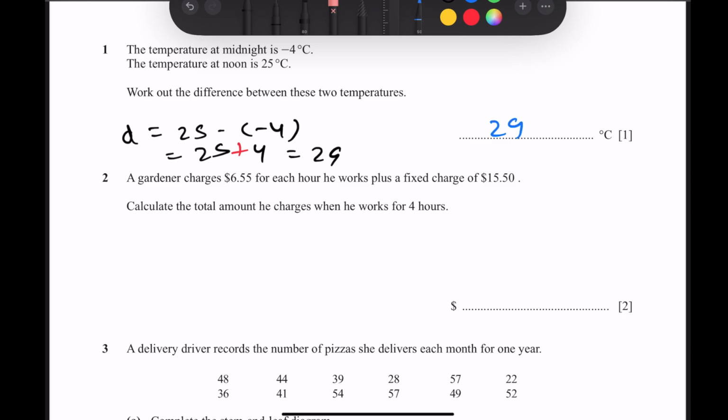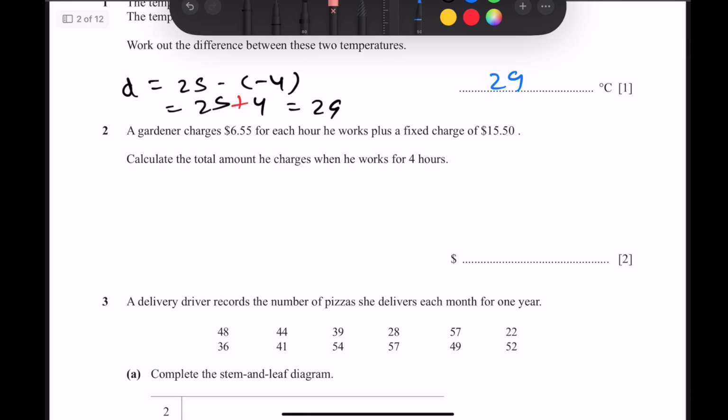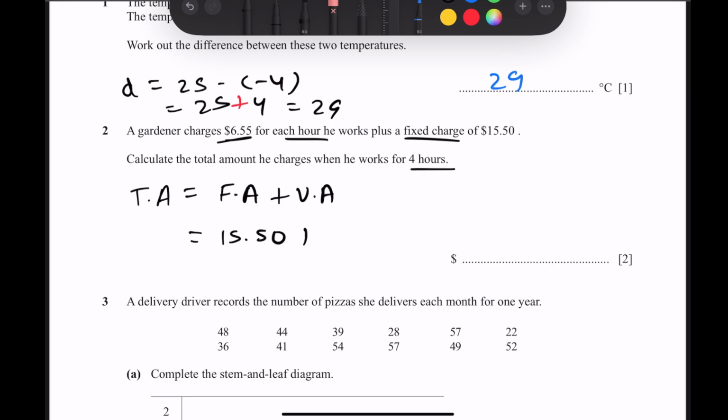Question 2. A gardener charges $6.55 for each hour he works, plus a fixed charge of $15.50. Calculate the total amount he charges when he works for 4 hours. So the total amount is equal to the fixed amount he earns, i.e. the fixed charge, plus the variable amount, i.e. the amount he charges per hour times the number of hours he works. So in this case, that's equal to 15.50 plus 6.55 times 4.